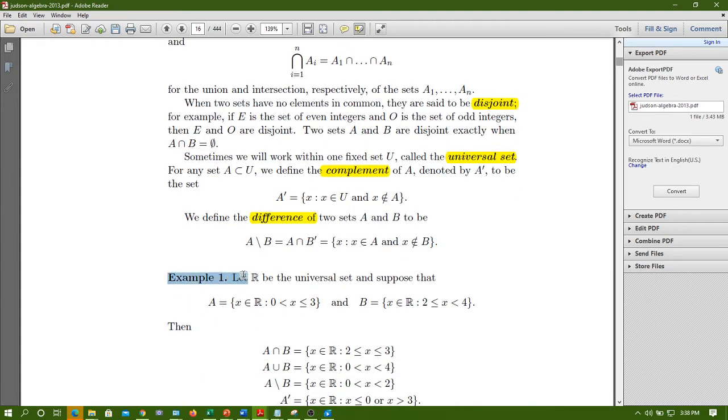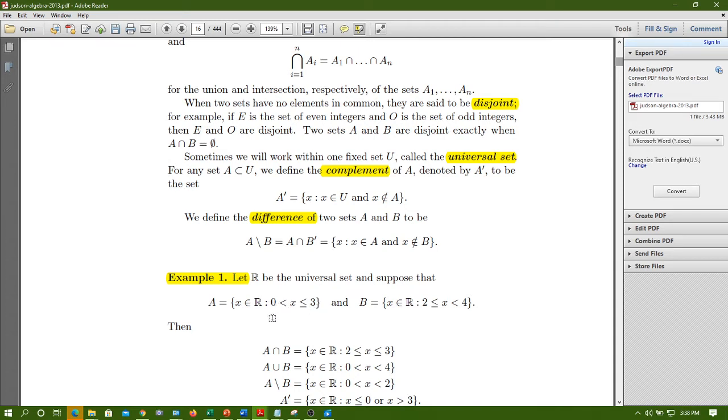And here is an example. Let the real numbers be the universal set, and suppose that A is equal to the set of X, an element of the real numbers, such that X is less than or equal to 3.